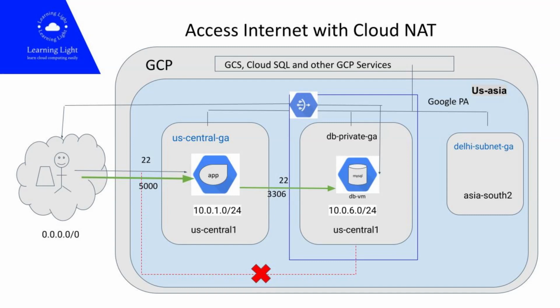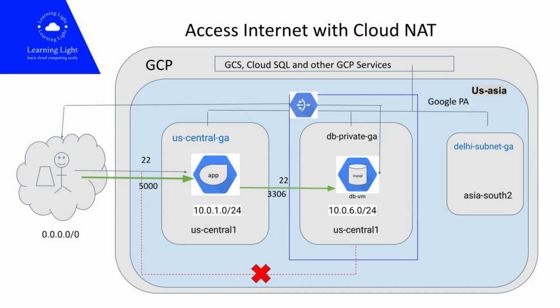Friends, in an earlier lecture, we installed a MySQL client on the VM instance in US Central 1 subnetwork, which was successfully able to connect to the database located at a different subnet, DB private GA. Now, in this lecture, we will build a Python application using Flask, which will be served from port 5000 of the app server located in US Central GA subnet. We will open this port 5000 of the app server in Internet User.